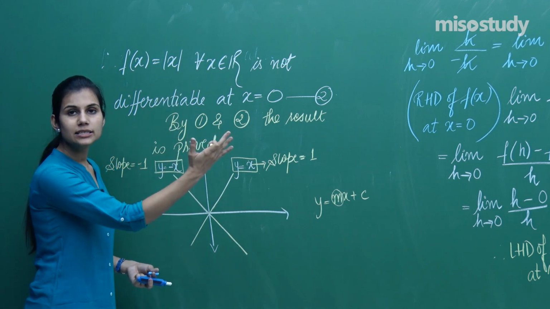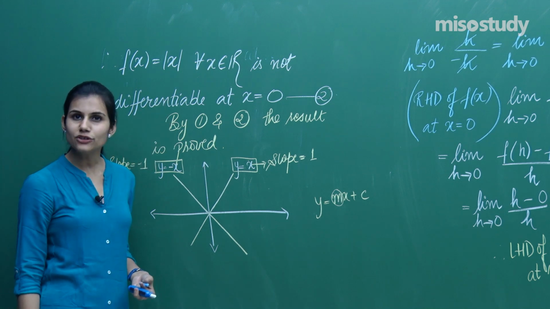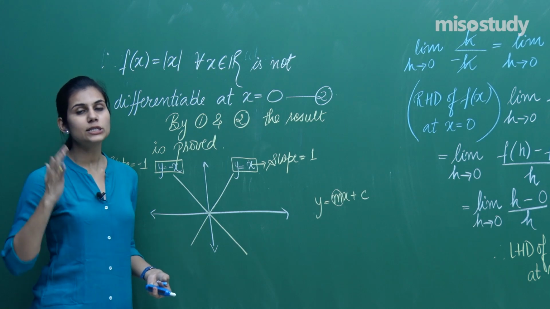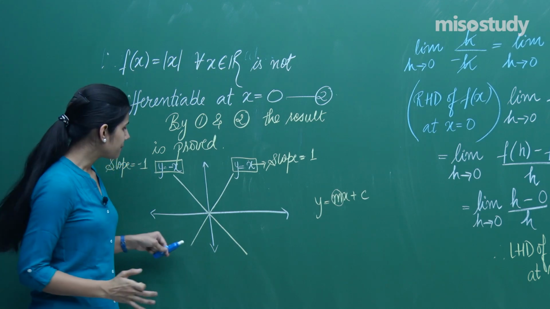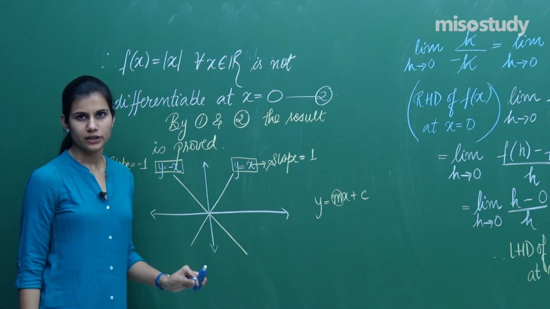That means from the right hand side the slope is different, and from the left hand side the slope is different. That means there is no unique tangent. I told you if there is a unique tangent, the slope from the left and the slope from the right are exactly the same. That means here there is no unique tangent. If there is no unique tangent, the function is not differentiable.